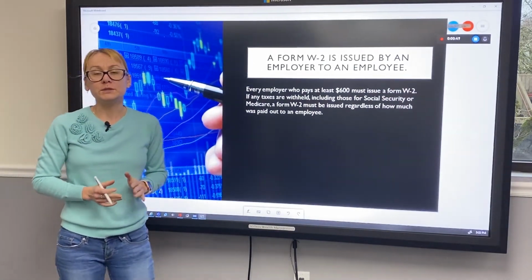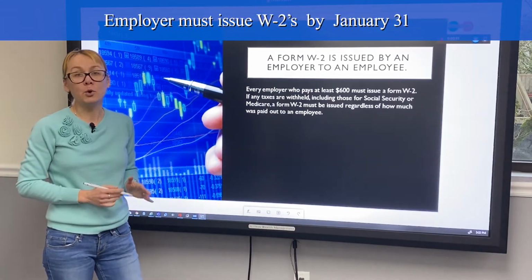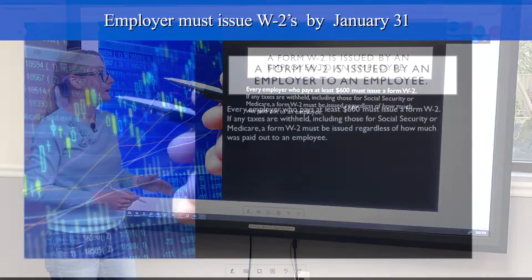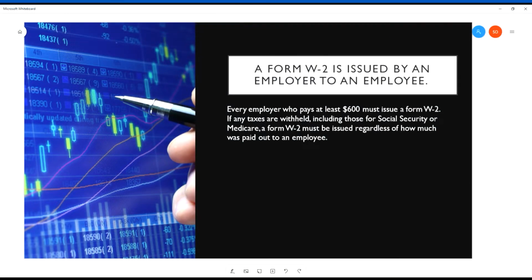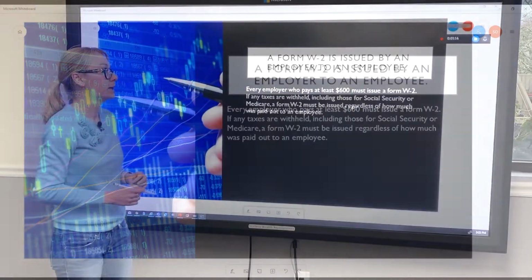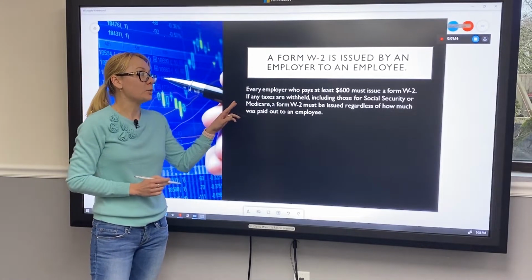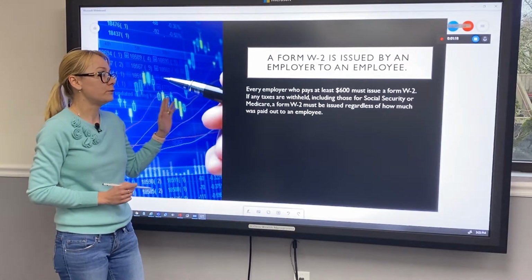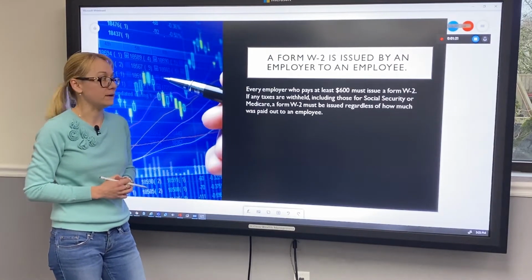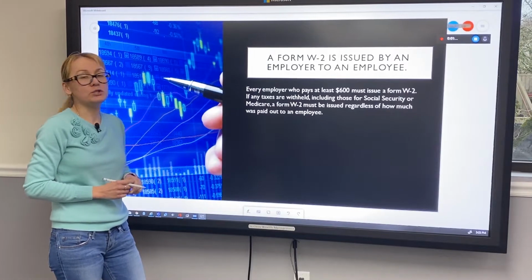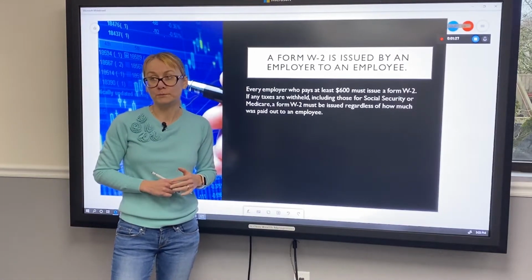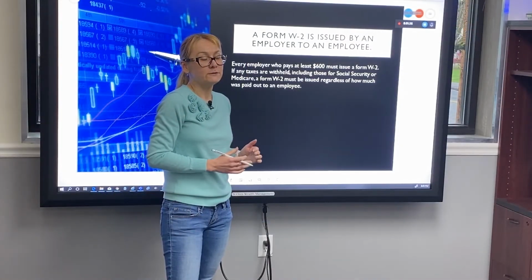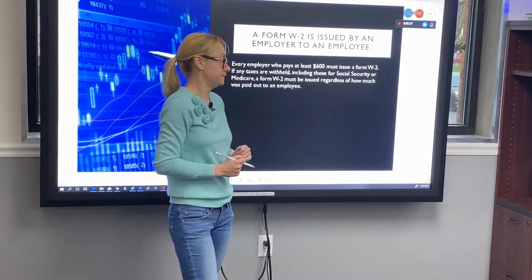First of all, W-2 is issued by an employer to an employee if the employer during the year paid at least $600 or more in cash and cash equivalents to an employee. If any taxes are withheld, including those for Social Security and Medicare, then a Form W-2 must be issued regardless of how much was paid to an employee. Now let's get to the form and go item by item.